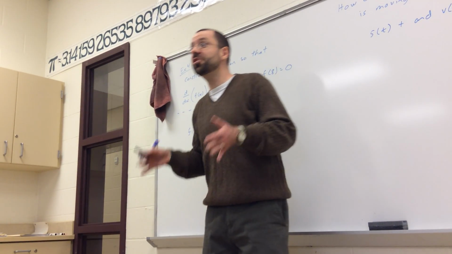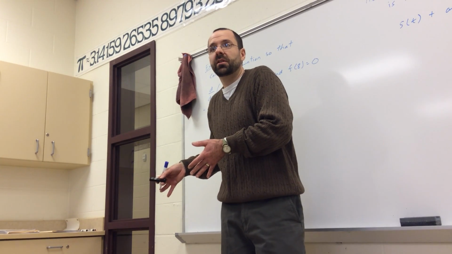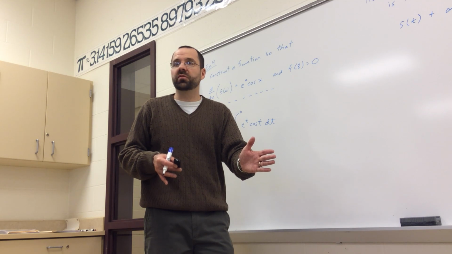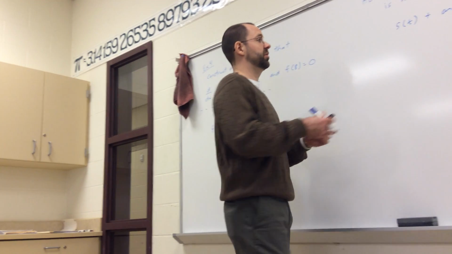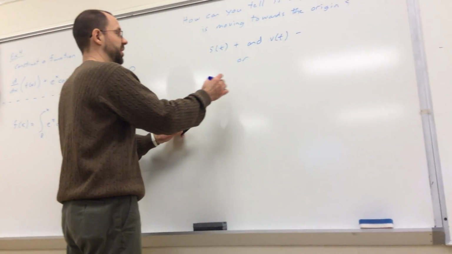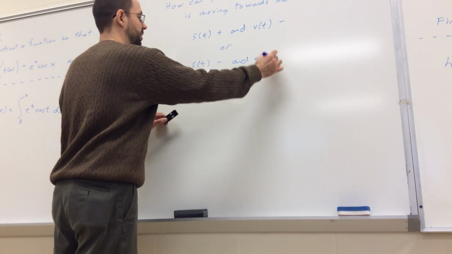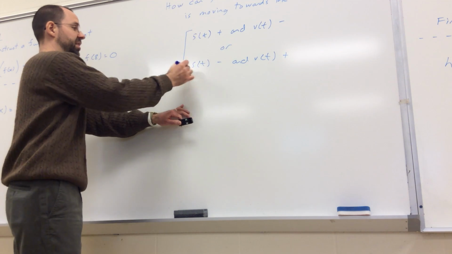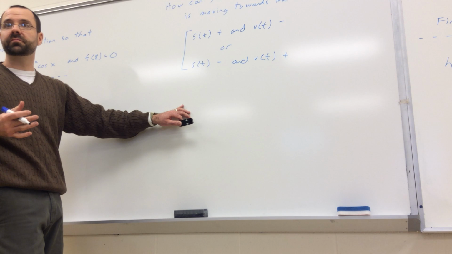Sorry, let's say your position was negative, right? So you're back here. In order to be going towards the origin, what would your velocity need to be? Positive. You need to be going this direction. So s of t positive and v of t negative, or s of t negative and v of t positive. And you could summarize all this by saying s of t and v of t have different signs, right?